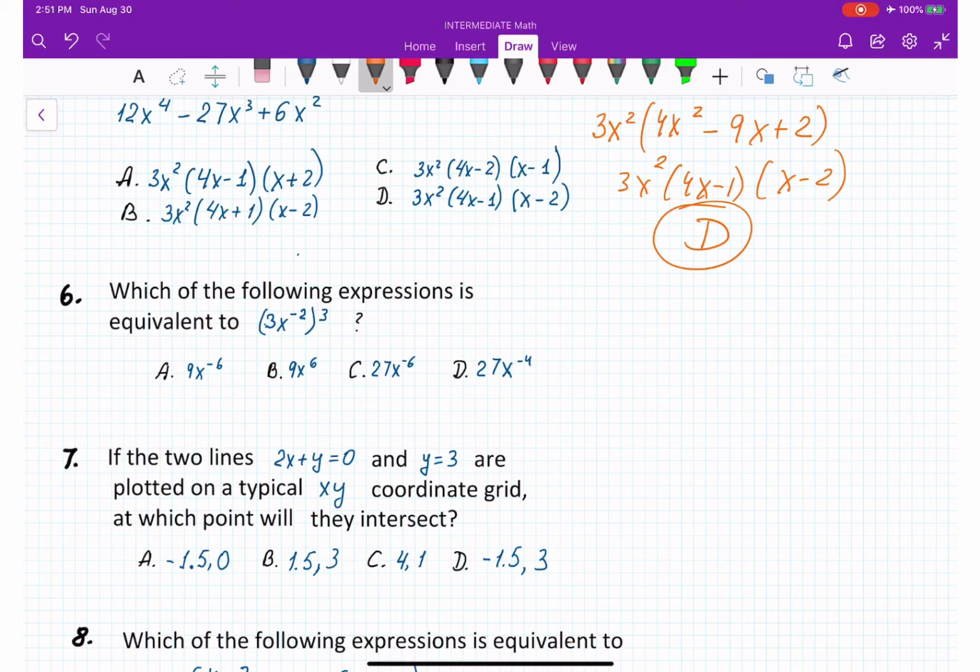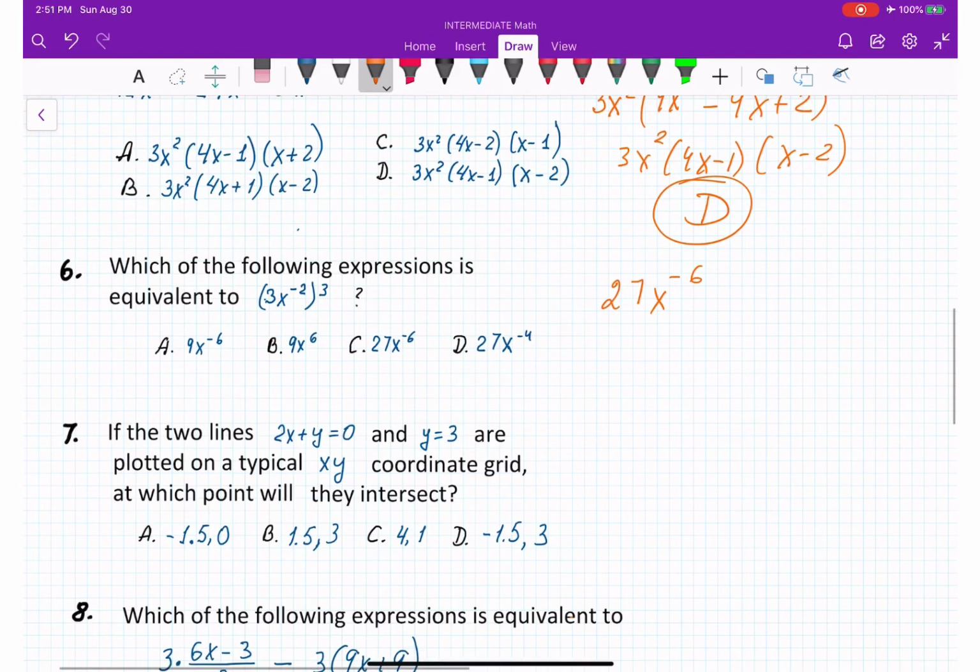Next. What we are getting here, 3x to the negative 2, all to the power 3. That means this 3 I'm distributing to every single term. It's going to be 3 cubed, which is 27. And x to the negative 2 cubed is going to be x to the negative 6. C.